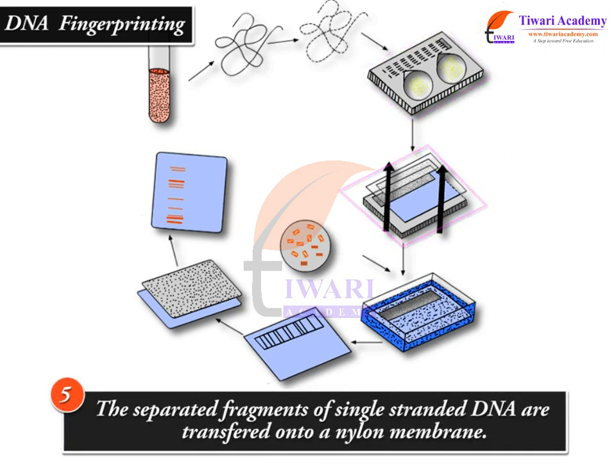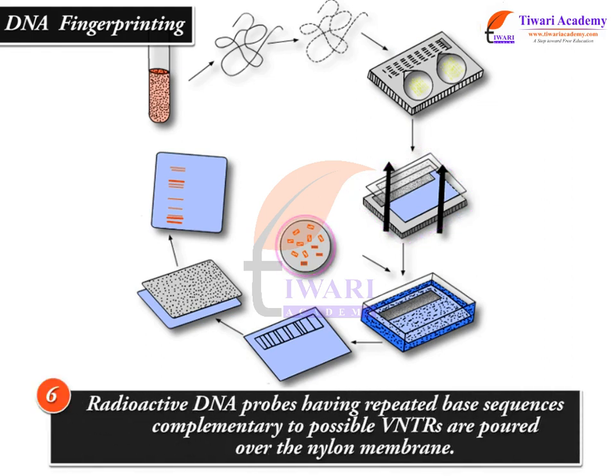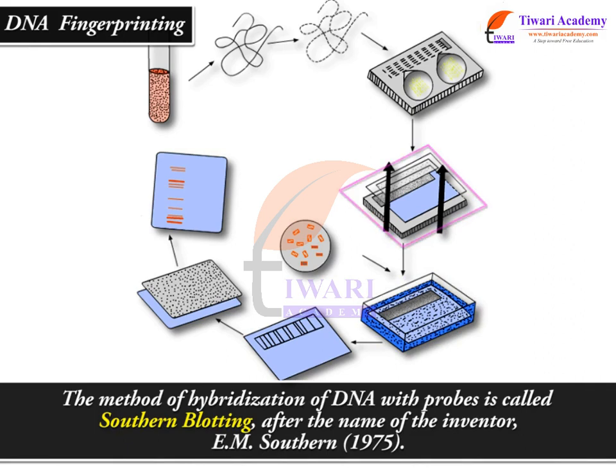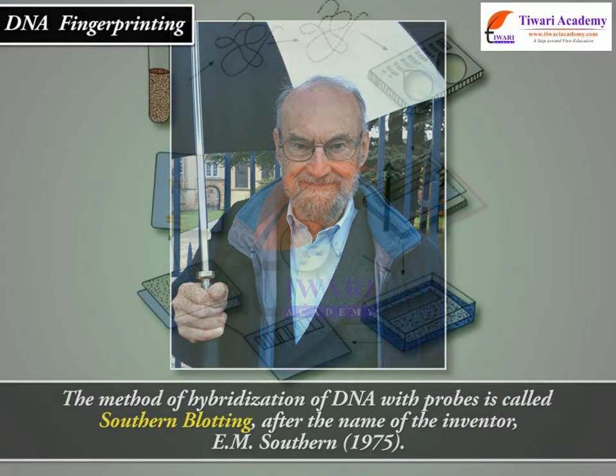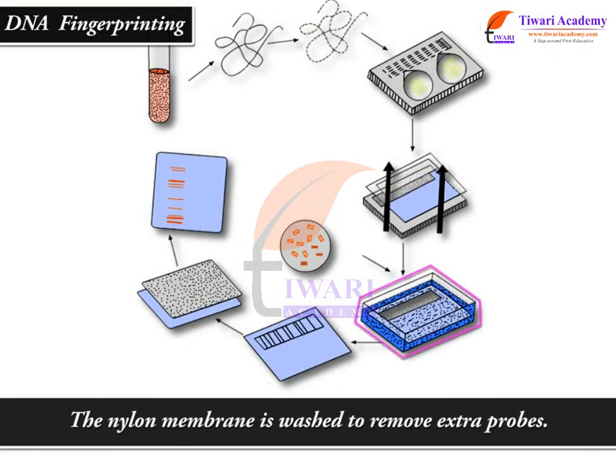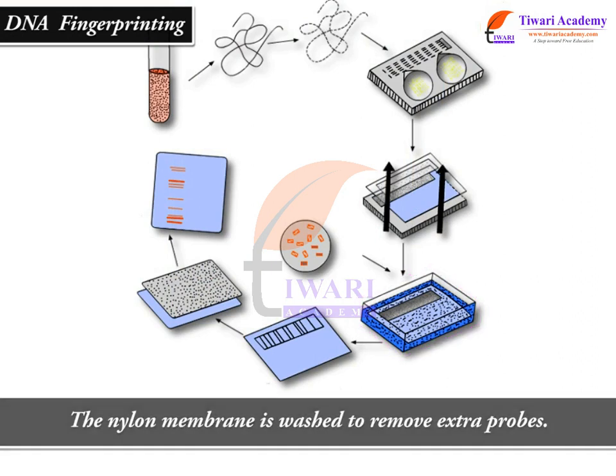5. The separated fragments of single-stranded DNA are transferred onto a nylon membrane. 6. Radioactive DNA probes having repeated base sequences complementary to possible VNTRs are poured over the nylon membrane. The method of hybridization of DNA with probes is called Southern blotting, after the name of the inventor E.M. Southern, 1975. The nylon membrane is washed to remove extra probes.